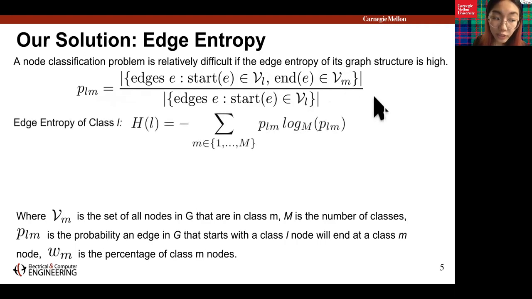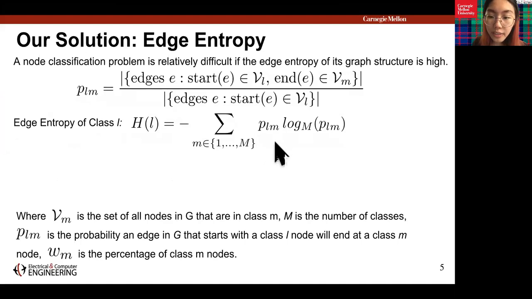Then the definition of edge entropy for class L is similar to the usual definition of entropy. The only difference here is we substitute PLM as the probability distribution. And we sum over all classes from 1 to N, where big N is the number of classes. And we use log base big N because we want this per-class edge entropy to be normalized between 0 and 1.